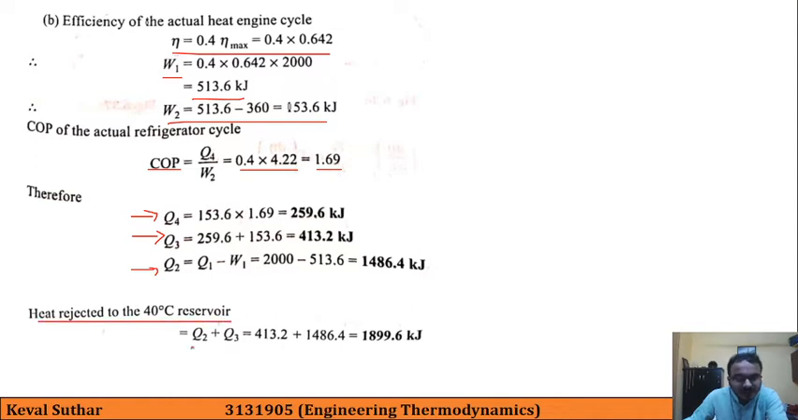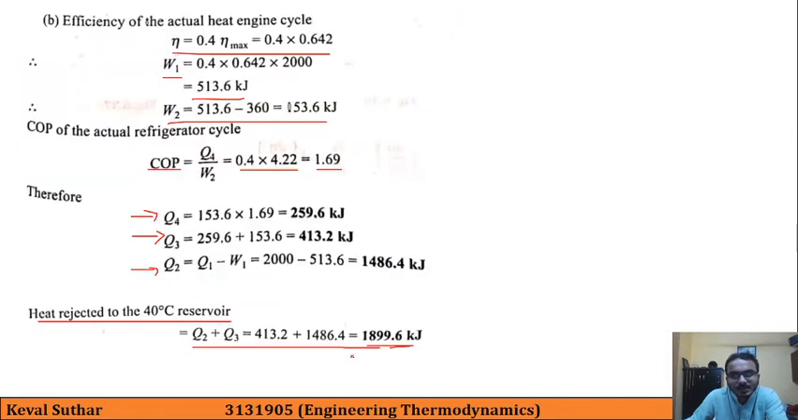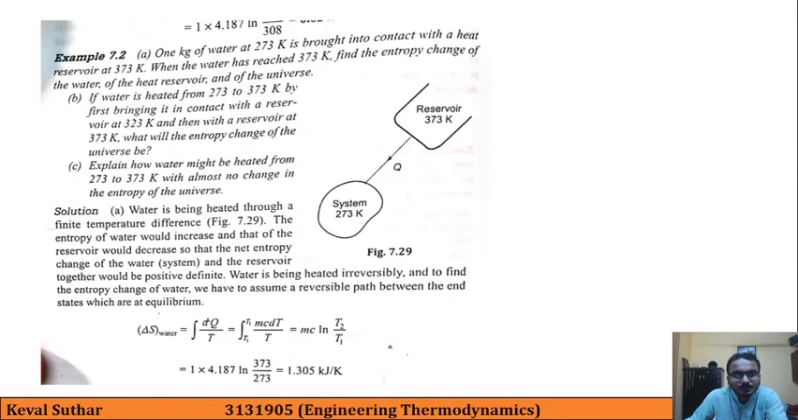So heat rejected is like this. So if you see, when the COP and efficiency are reduced to 40%, our previous answer was 5,539 and now it is 1899. Now we will move forward to our next numerical here.